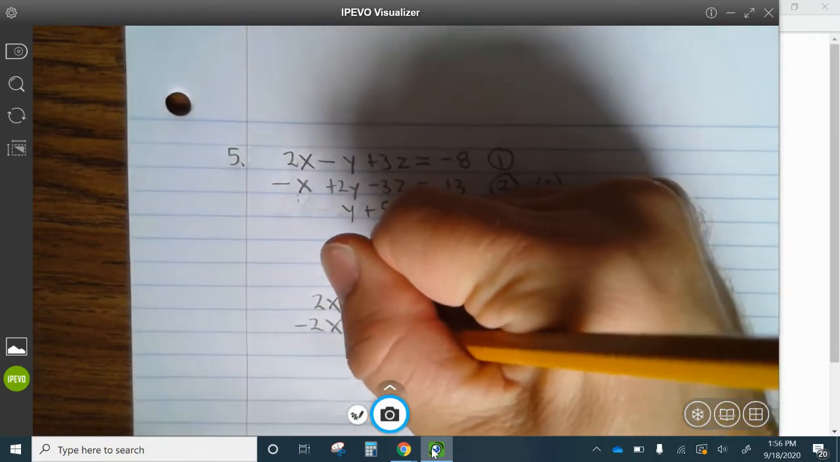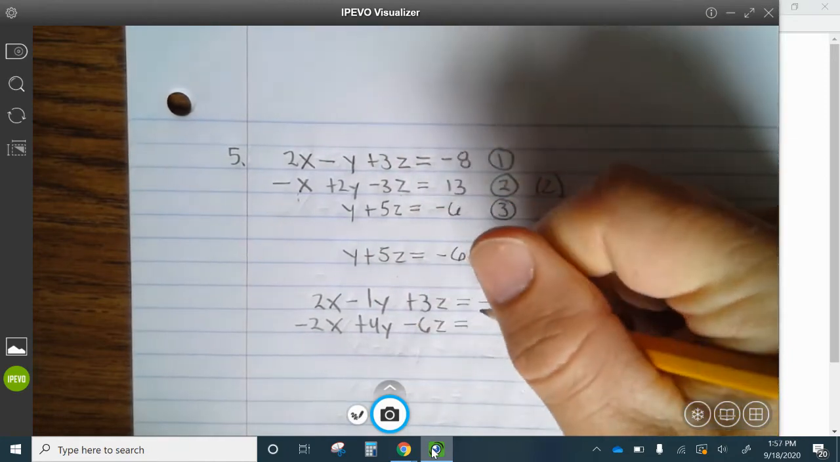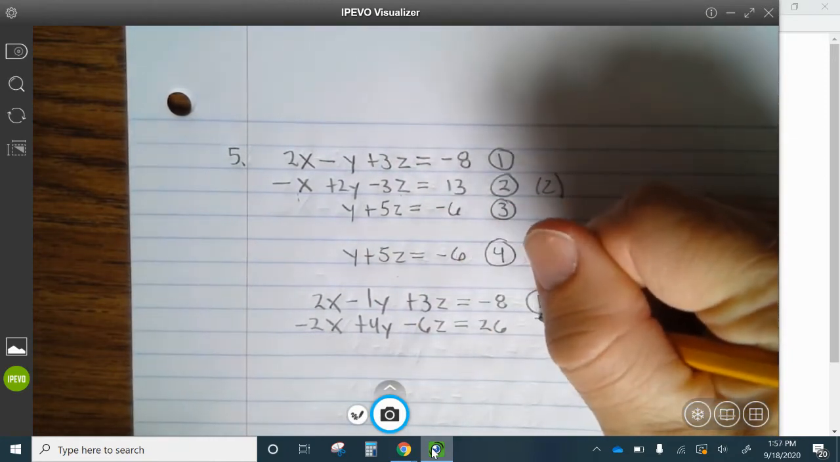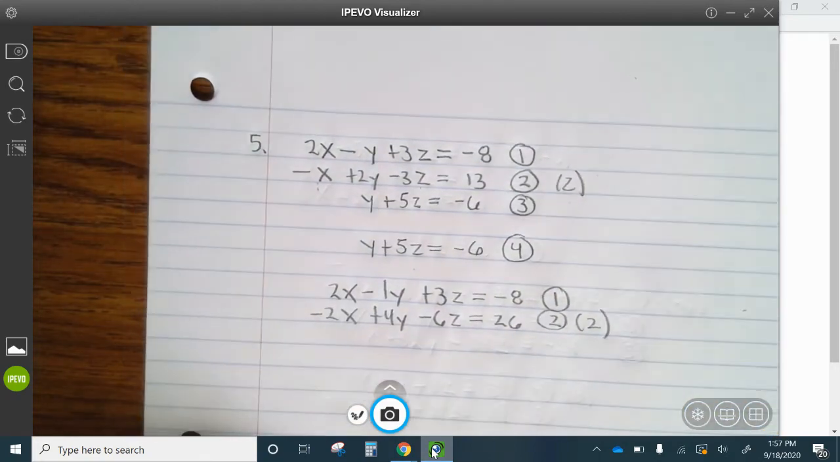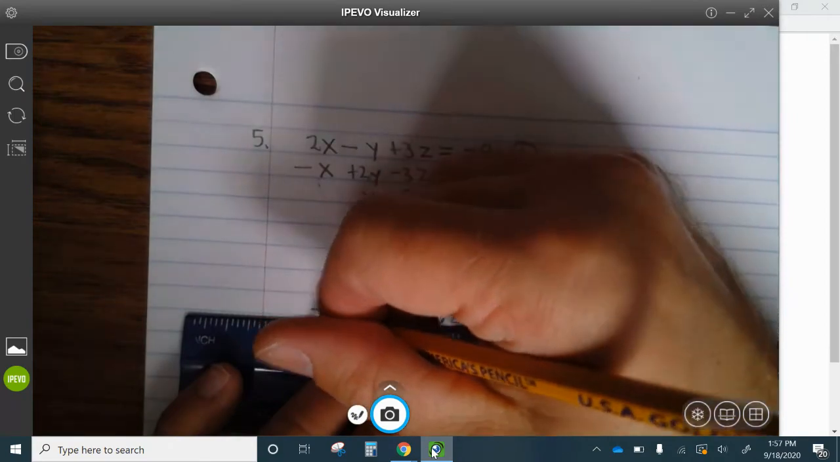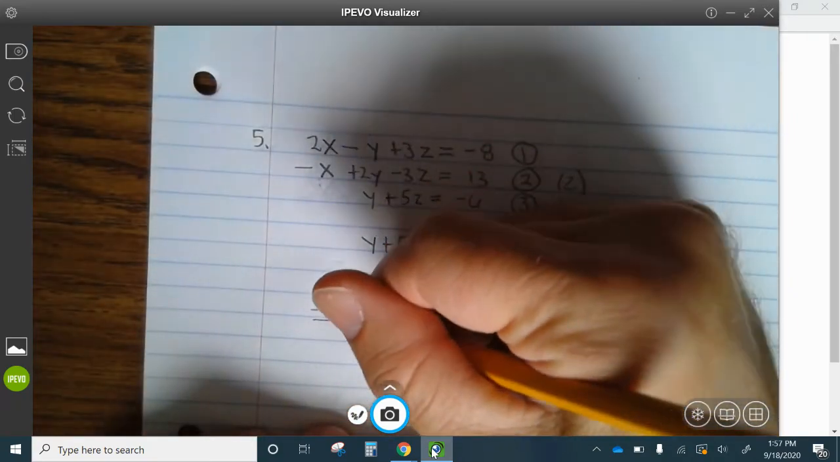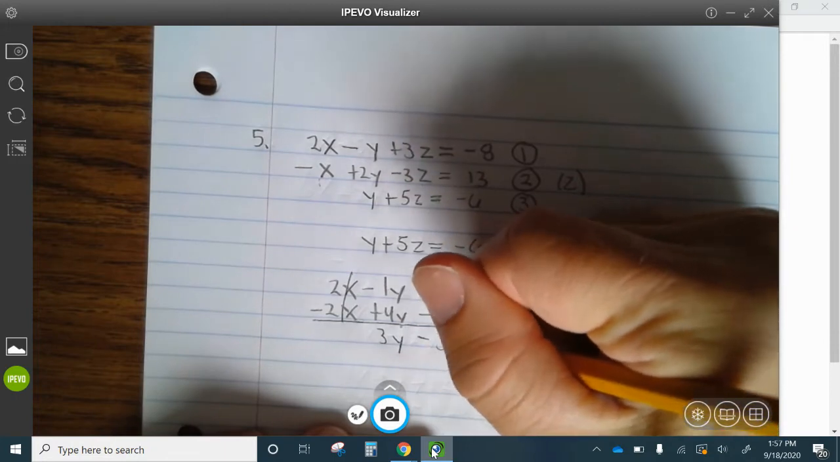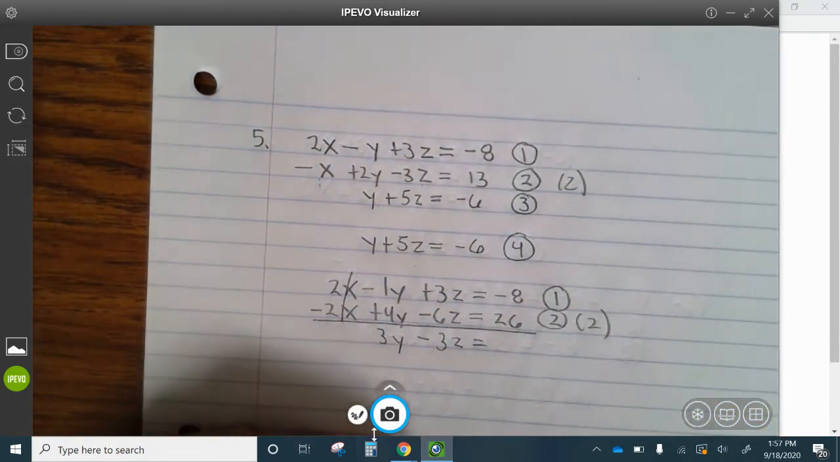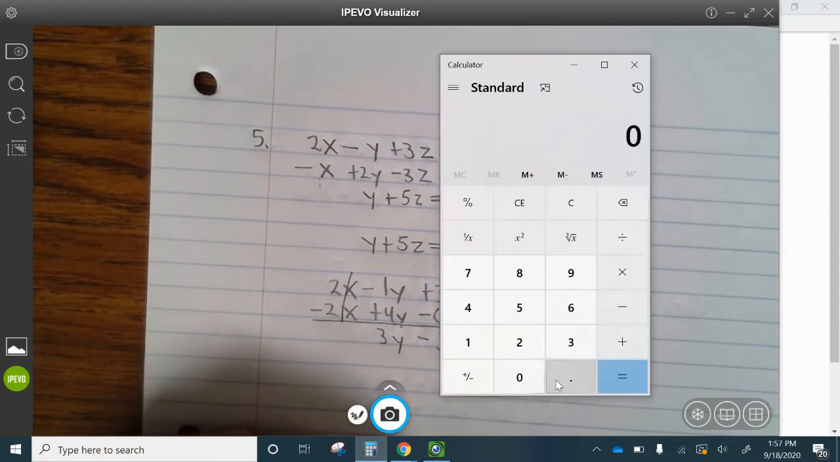You're left with 3y minus 3z equals, let me just make sure, -8 plus 26 is, oh, I think I put that wrong. -8 plus 26 is, all right, I'm going to get this right. -8 plus 18. There we go. And that's equation 5.